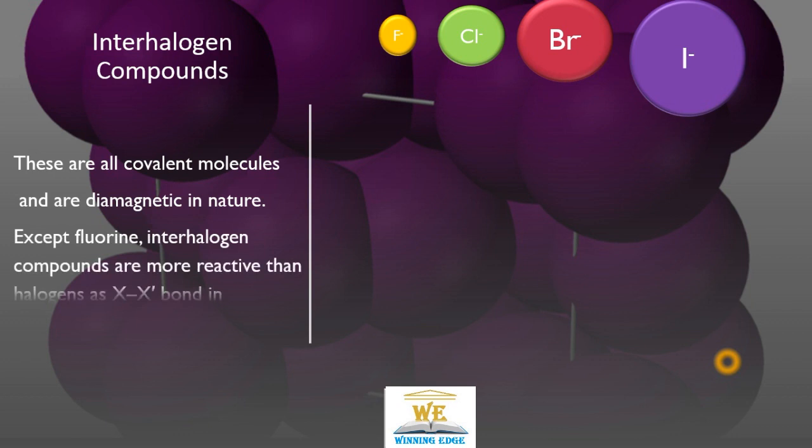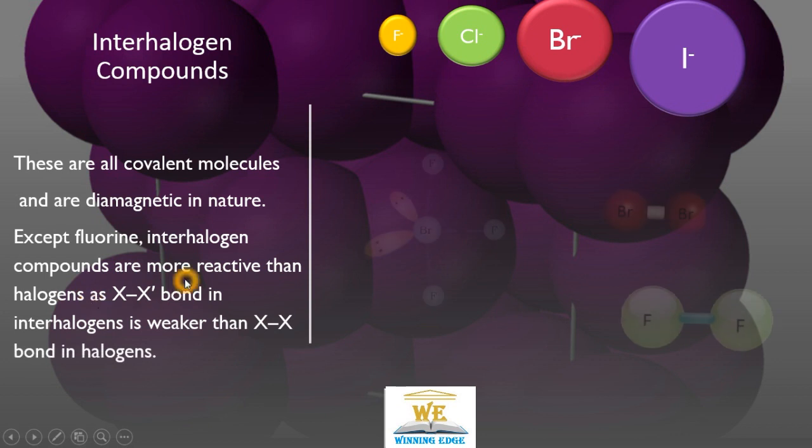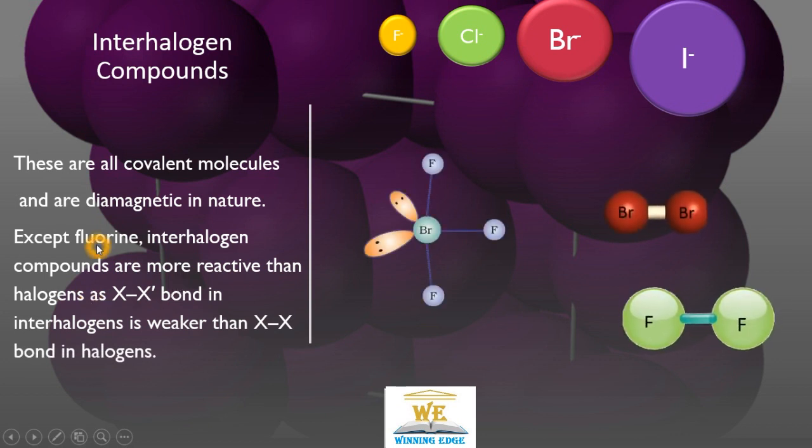Except fluorine, interhalogen compounds are more reactive than the halogens. I mean, fluorine is more reactive than all these compounds. These interhalogen compounds are always more reactive than any of their parent individual halogens, like the XX' bond will always be weaker than any XX bond in halogens. So it will be more reactive. Bromine trifluoride will be more reactive than individual bromine or fluorine.